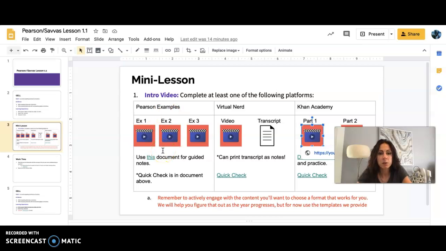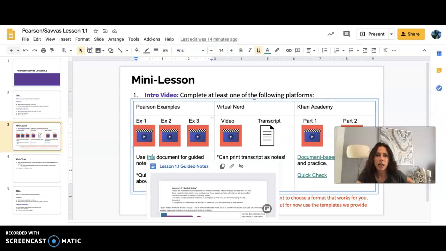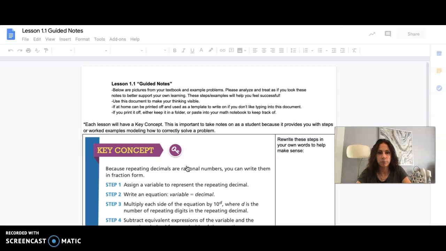So we're always going to include Pearson, or Savvas, as it's now called, because it's the main resource we have for our class. For this time, and maybe the next few times, we might make a document like this for guided notes, but you're going to want to get in the habit, as a learner, of figuring out what kind of note system works best for you.